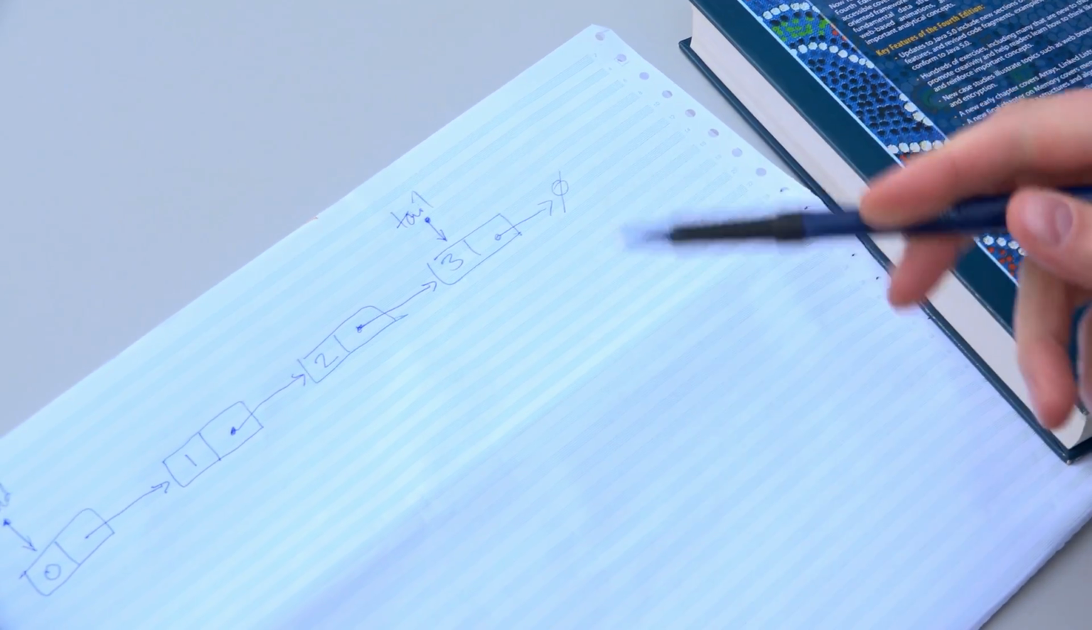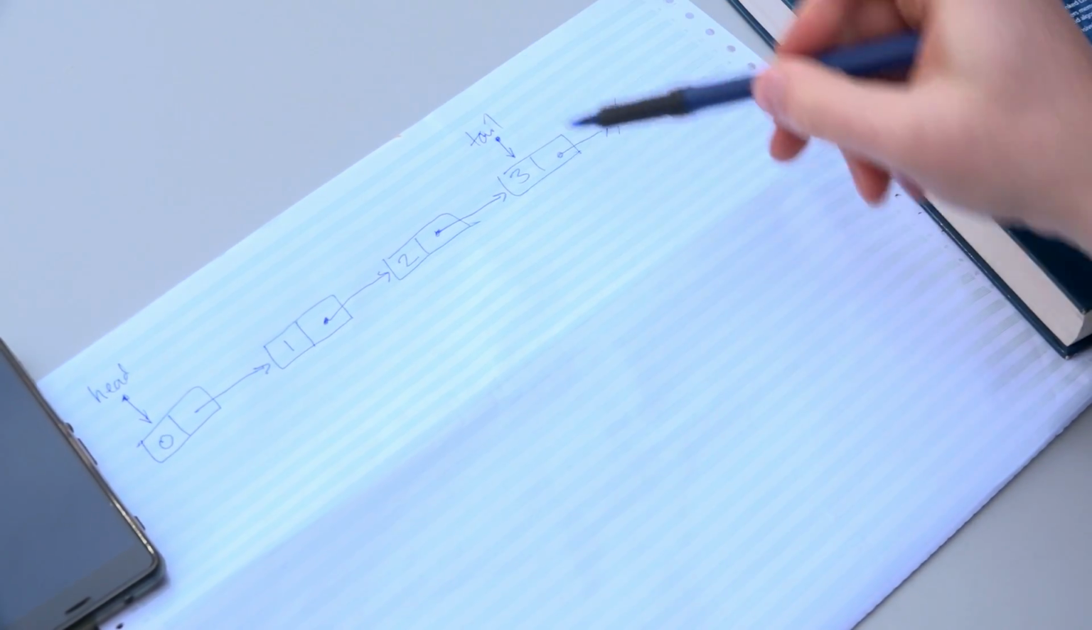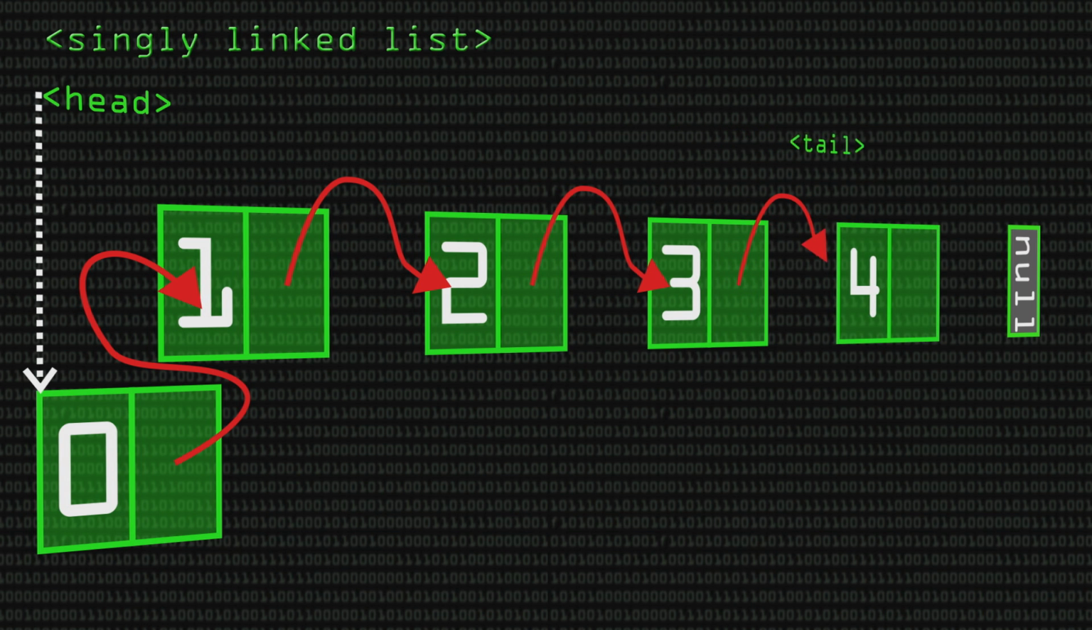Sometimes we might also want to maintain a reference to the tail as well as the head, so we can just point tail at this last element, and this helps us if we want to add elements to the end of the linked list, because if we know where this node is, we can stop it pointing at null and point it at a new node, and then point the new node at null.